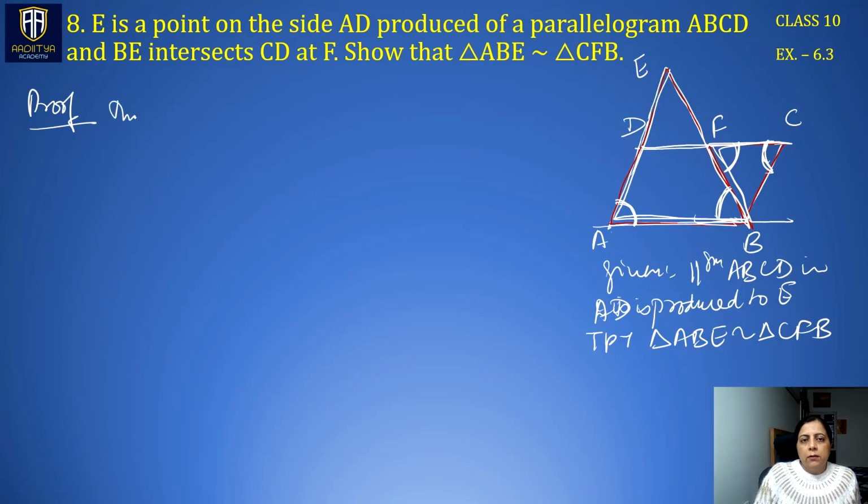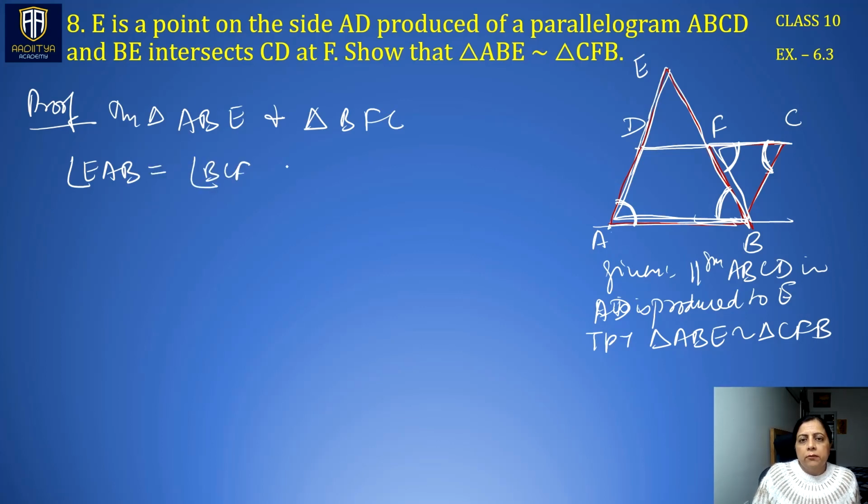So in triangle ABE and triangle BFC. See, when I'm writing the names of the triangles in the beginning, they may not be in the proper order. But after proving them similar, we have to maintain the proper order. So I'm not looking for the order in the beginning. Now, angle EAB is equal to angle BCF, opposite angles of a parallelogram are equal, right?